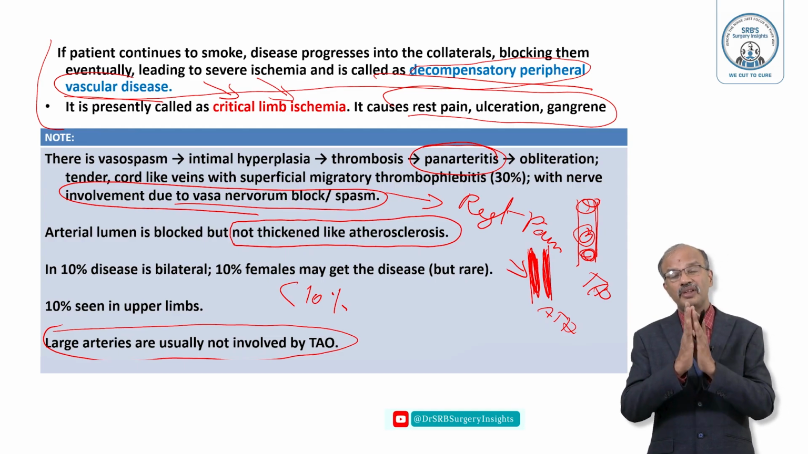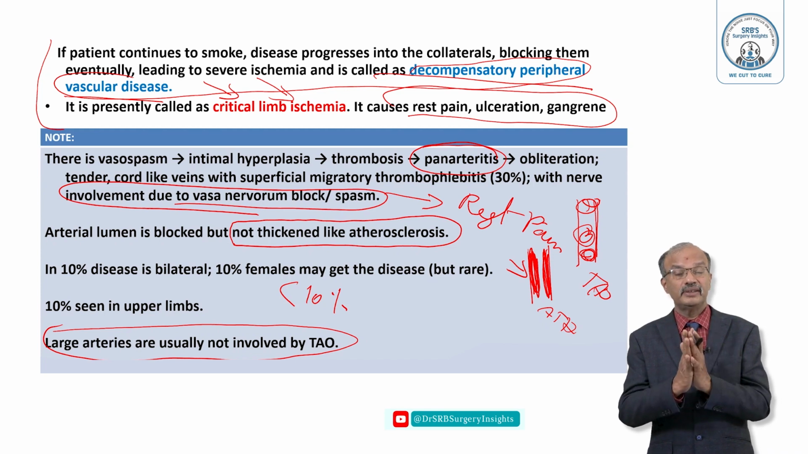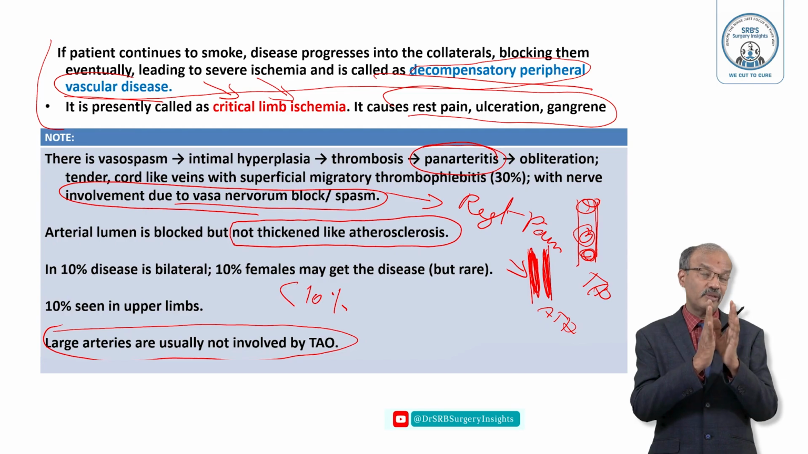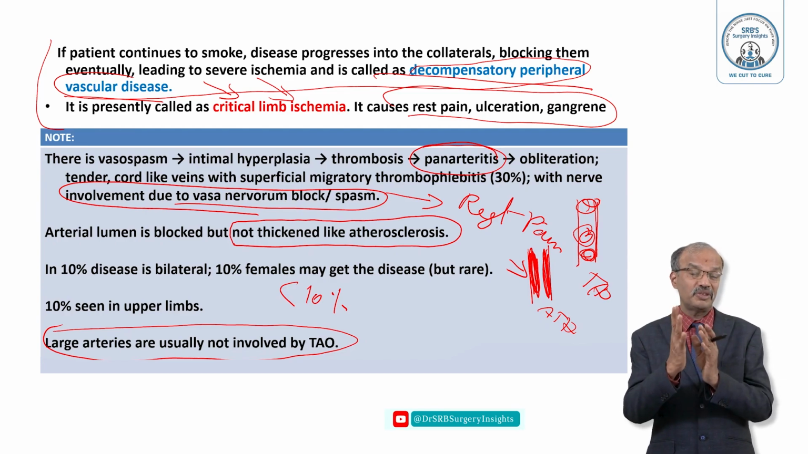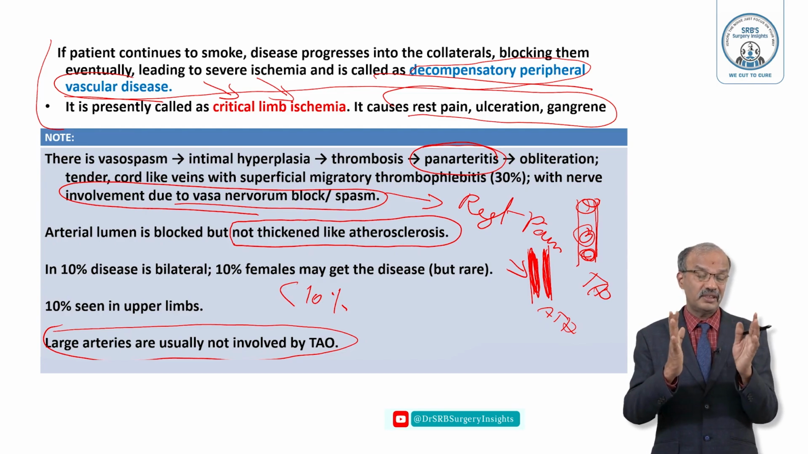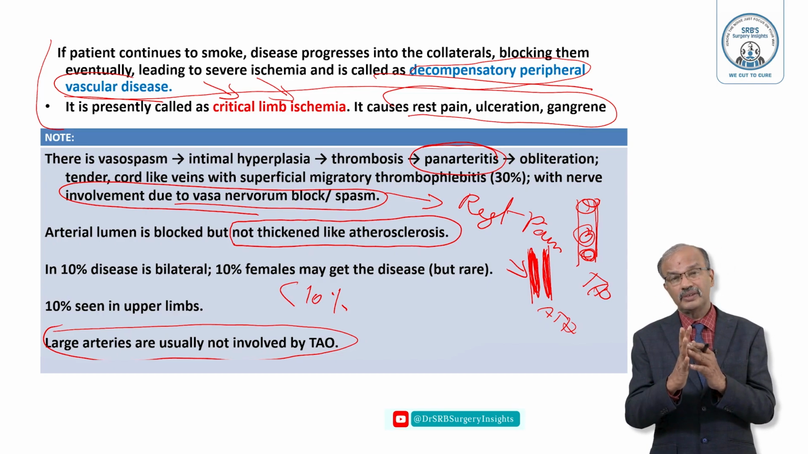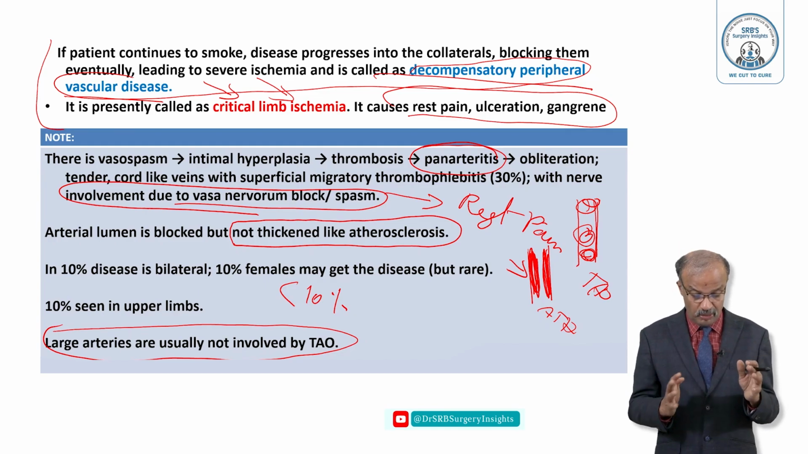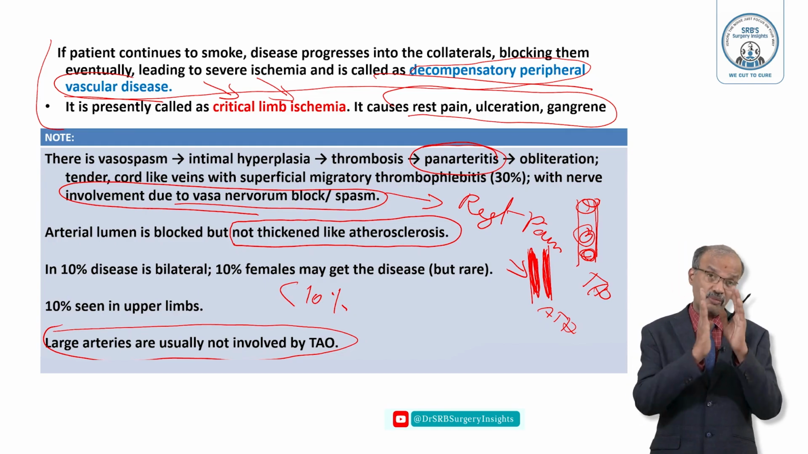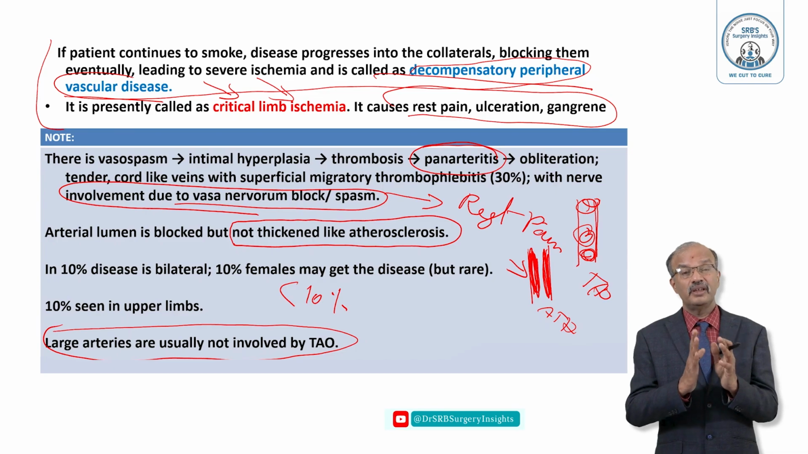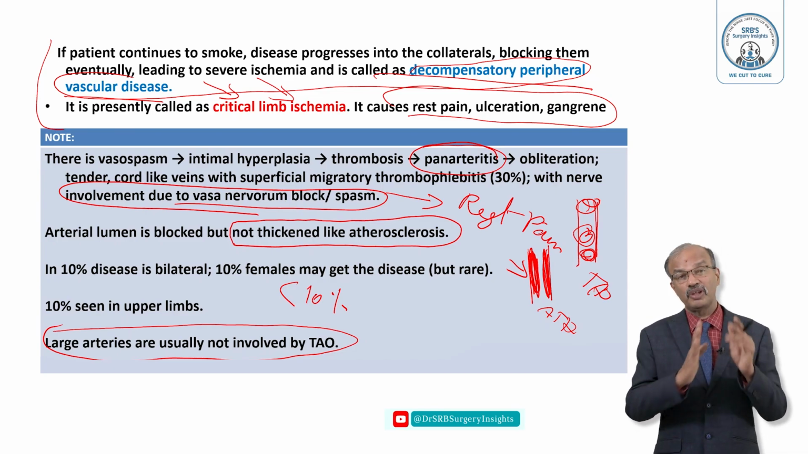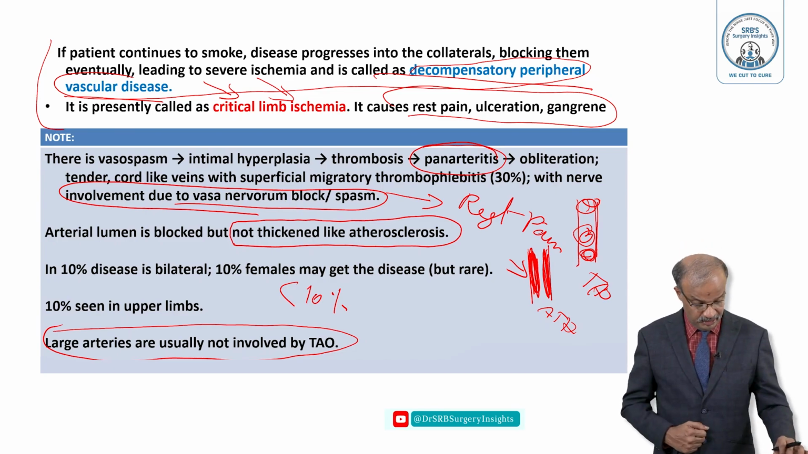The wall is normal, not thickened. Blockage occurs in the lumen, with intimal hyperplasia, not in the media. Whereas atherosclerosis is mainly in the media, with thickening, cholesterol deposition, all those things. So that is the difference you have to remember. Atherosclerosis involves the entire length, whereas TAO is segmental. It's a panarthritis in TAO, whereas the media is mainly involved in atherosclerosis. These are the differences you have to remember always between atherosclerosis and TAO.